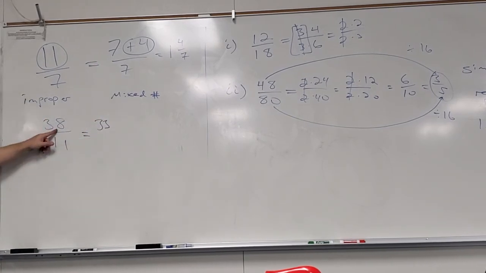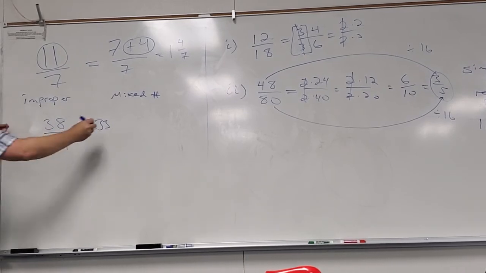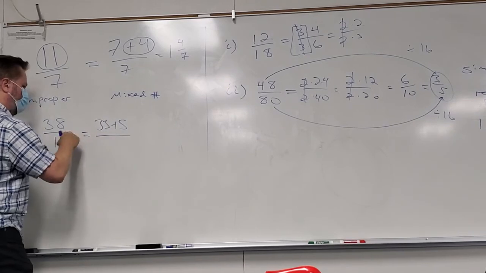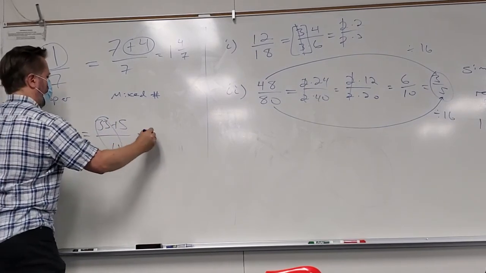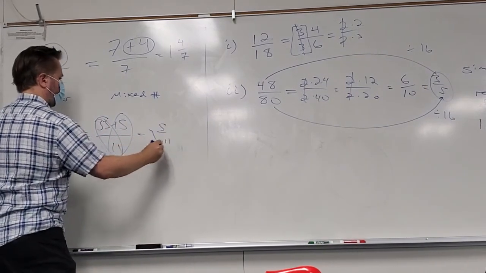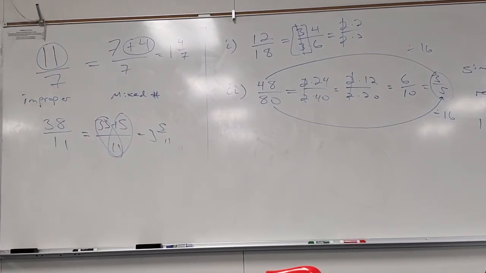I can't just say, I like your question, but let me make a new one. I've had students kind of do that before. So 33 plus 5 is 38. So I haven't changed the problem at all. I've just made it look different. But now I can see that's 3, and I can see that's 5 elevenths. I really like that.